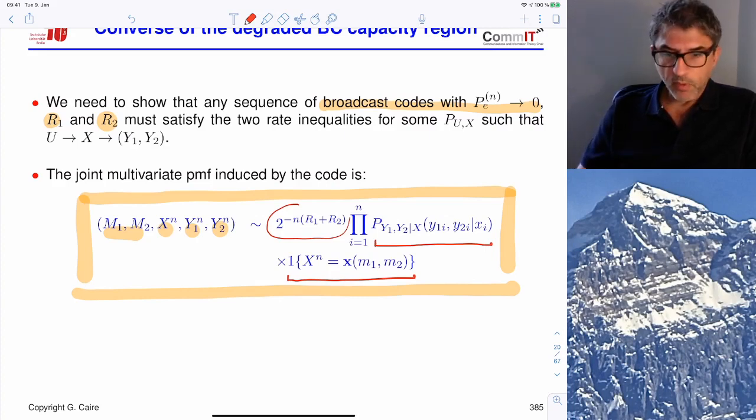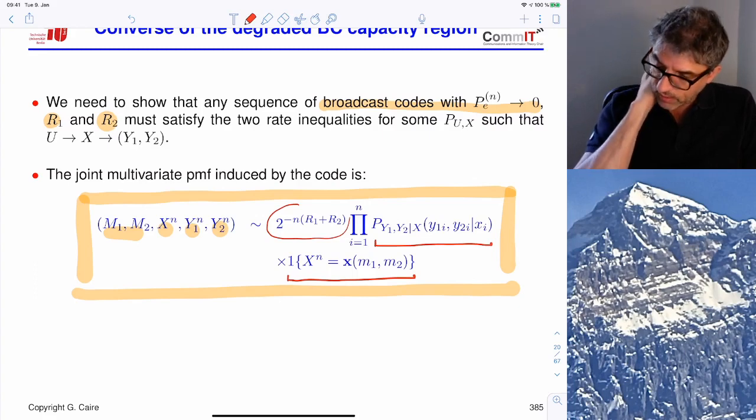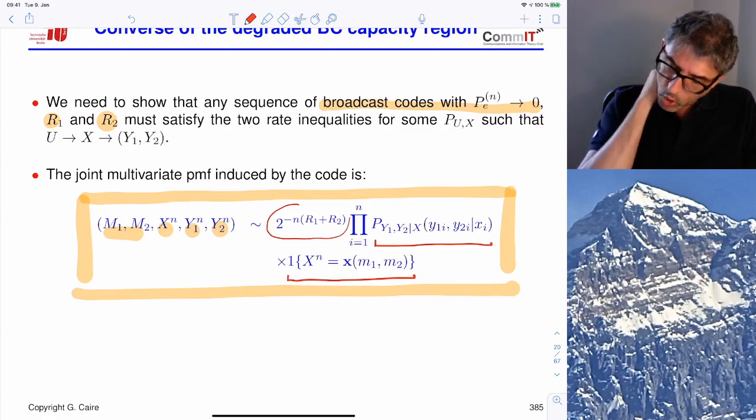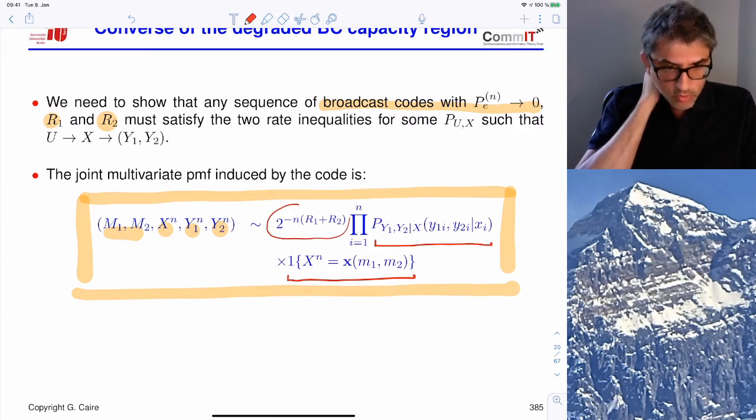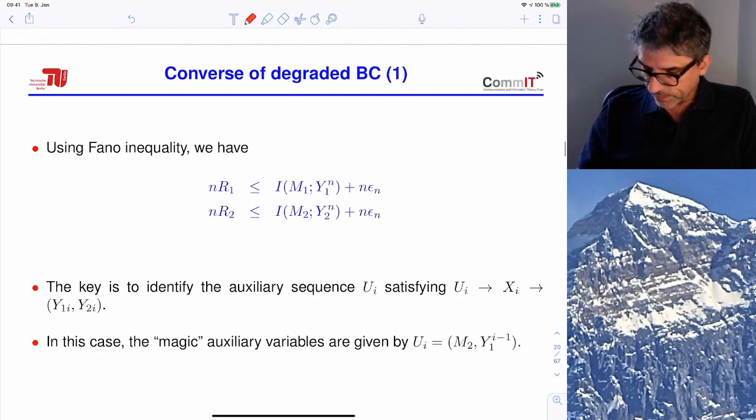So we have this product distribution. This is the multi-letter underlying distribution obtained by our code of length n and uniform distribution over the messages. So, the final inequality gives us the following.